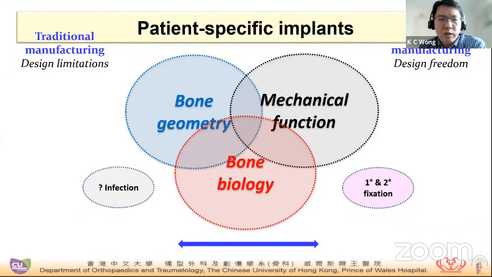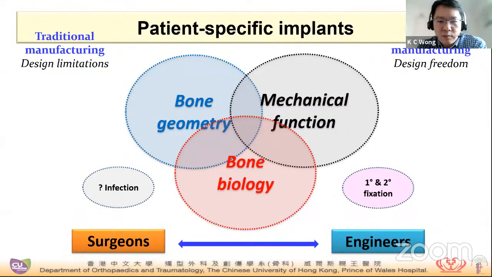So this is some of the working list when we talk with the implant engineer. You will need to make sure that for the bone geometry, mechanical function, especially fixation and junctional healing, whatever method you use, you discuss with the engineering whether they can address this. And most important of all, communication with the engineer is most important.